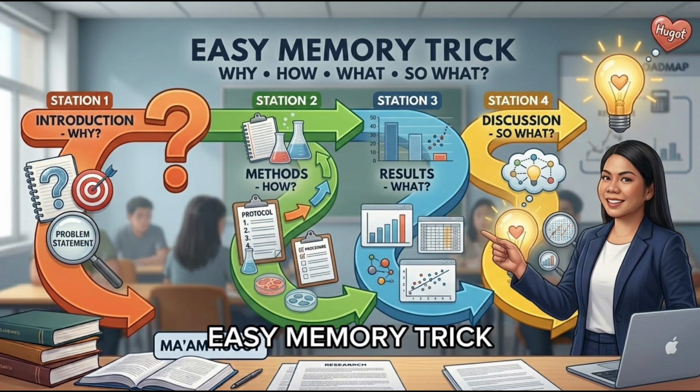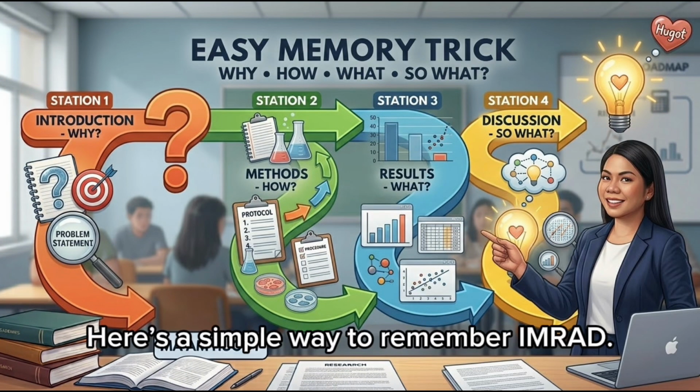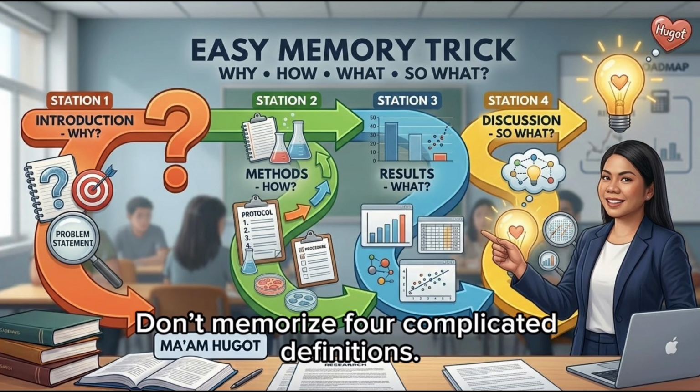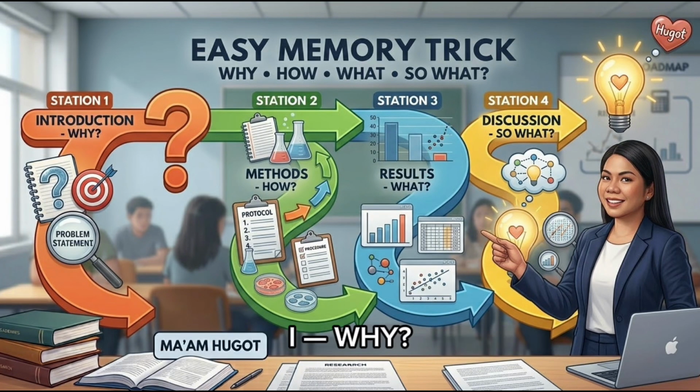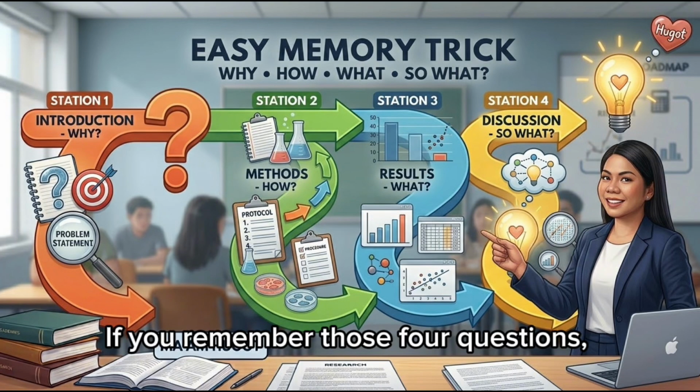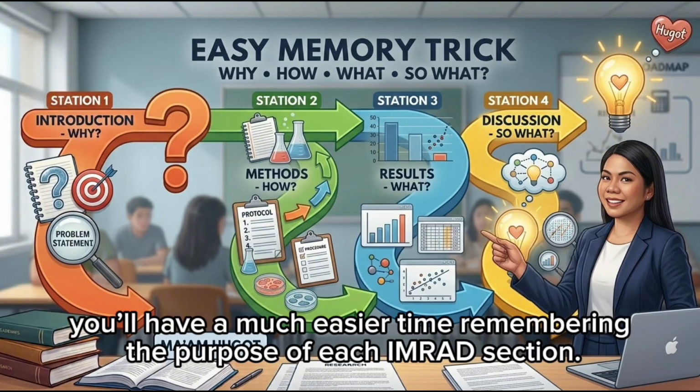Easy memory trick. Here's a simple way to remember IMRAD. Don't memorize 4 complicated definitions. Just remember 4 questions. I, why; M, how; R, what; D, so what. Say it with me. Why, how, what, so what. If you remember those 4 questions, you'll have a much easier time remembering the purpose of each IMRAD section.